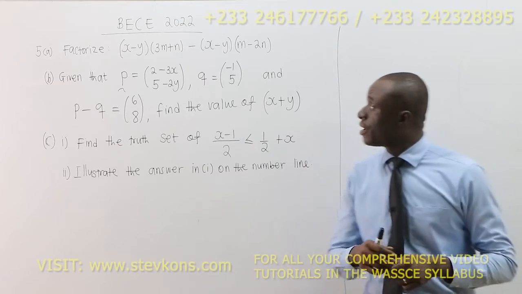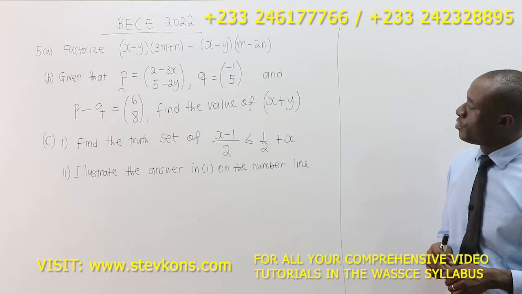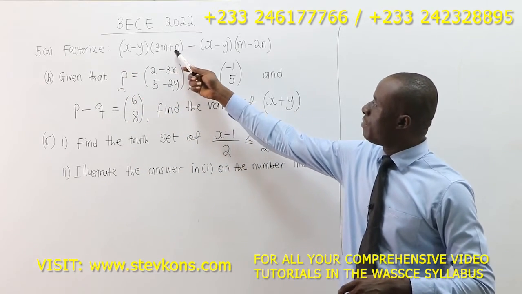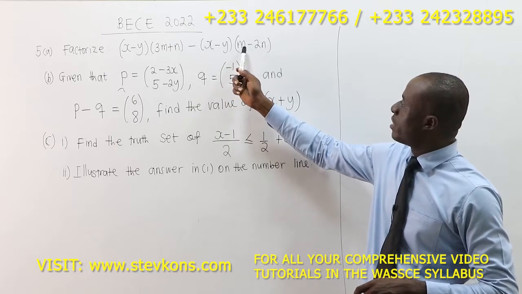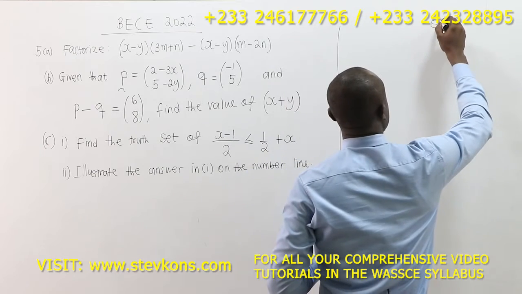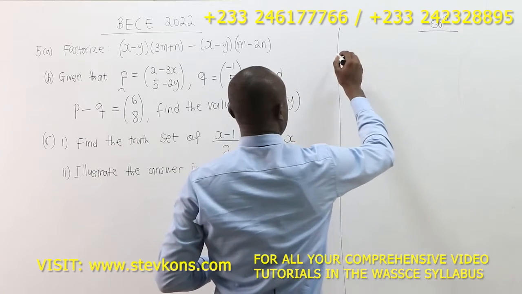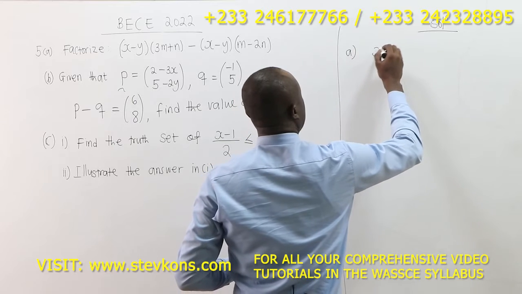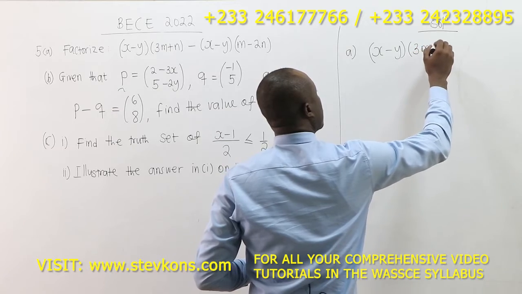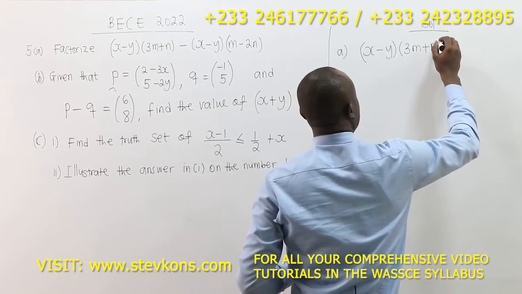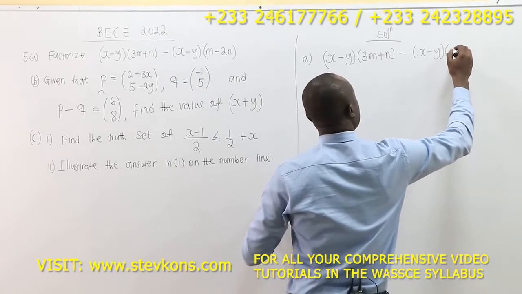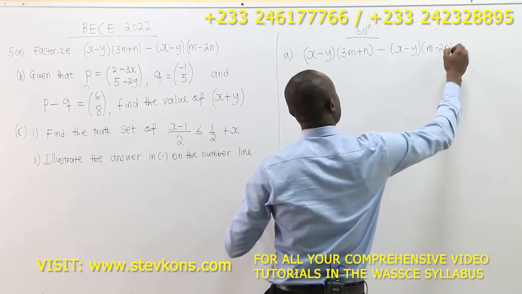Now let's consider question number 5, BCE 2020, to factorize. The A part: x minus y into bracket 3m plus n, minus x minus y into bracket, we have another bracket m minus 2n. So the first part, which is the A, we have x minus y, 3m plus n, minus, we have x minus y, we have m minus 2n.